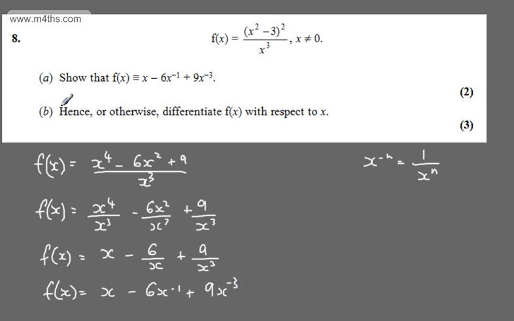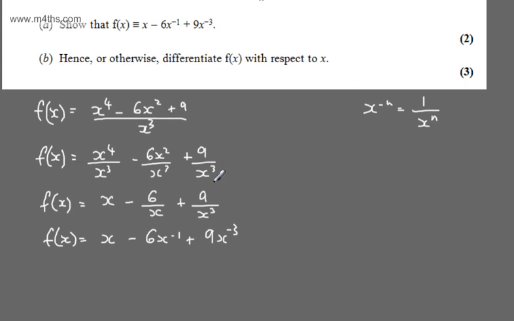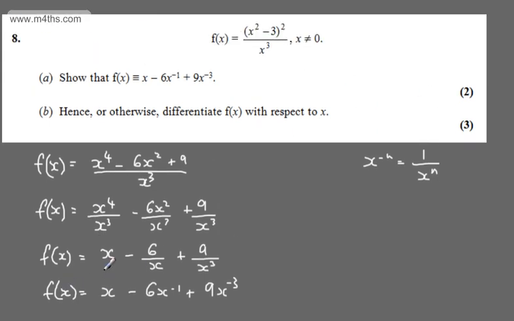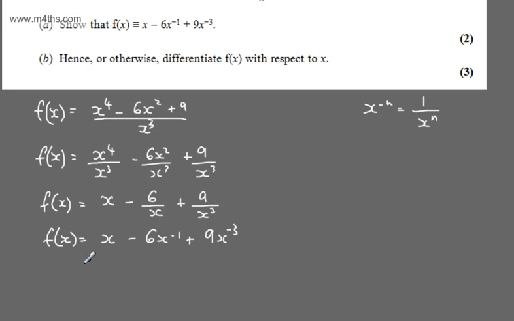In part B, it says hence or otherwise differentiate f of x with respect to x. The question carries 3 marks. So all I'm going to do is pick it up at this stage. So what we can say then is f dashed of x, the gradient function or first derivative.